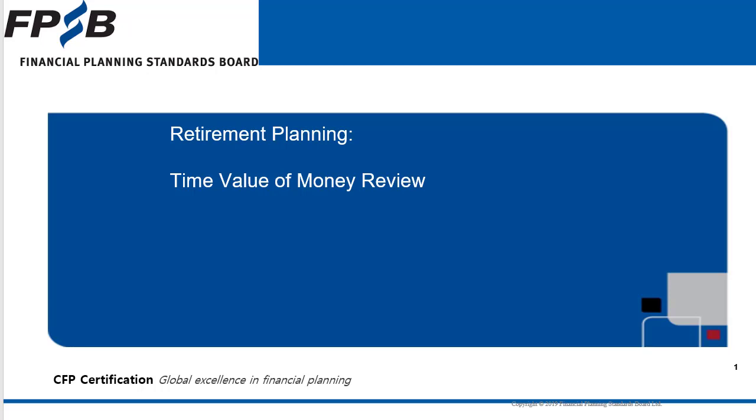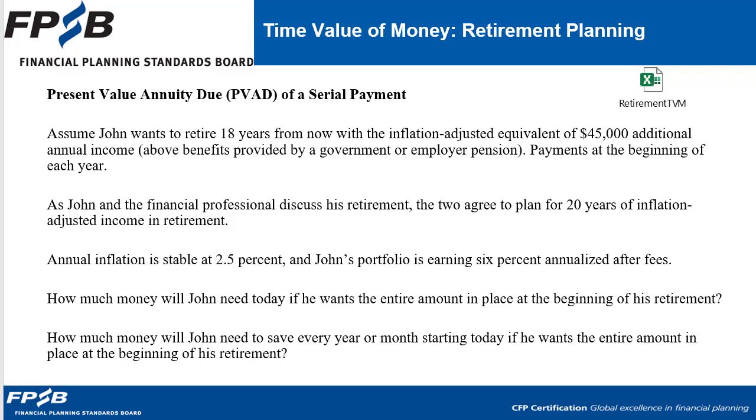Okay, in this short video, we're going to look at the problem that we just solved using the financial calculator. Recall, it was assuming John wants to retire 18 years from now, with an inflation-adjusted equivalent of $45,000 additional annual income above benefits provided by a government or employer pension, payments at the beginning of each year.